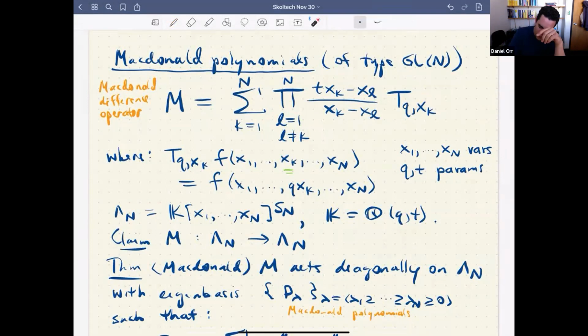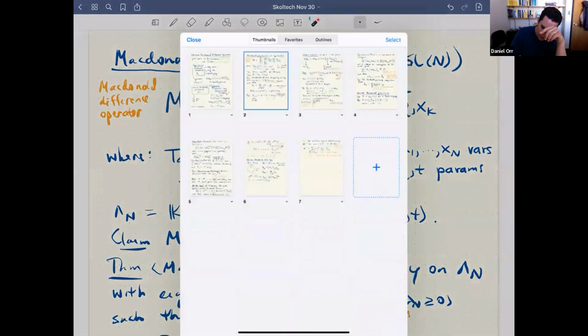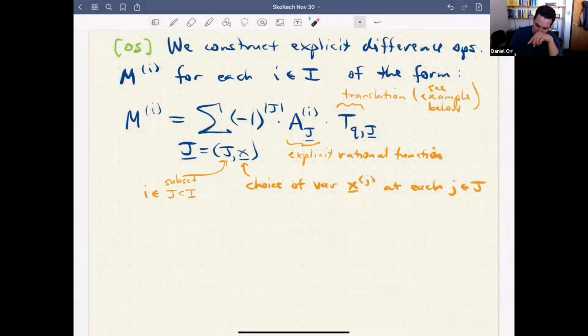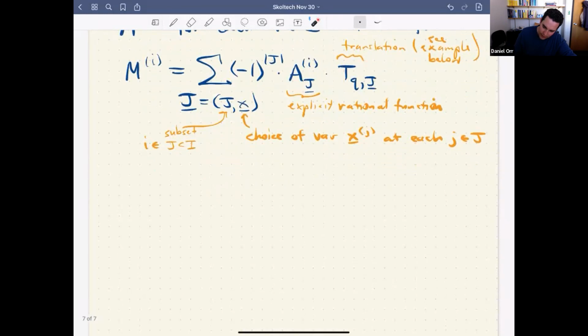Okay. So what's new here, interesting new structure, is that we sum over all choices of variables where I have to choose a variable at vertex i, and then maybe some more, right? And so here's how things look. So let's say I have five.